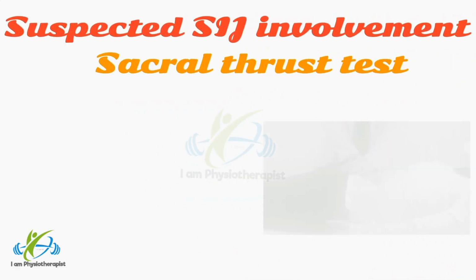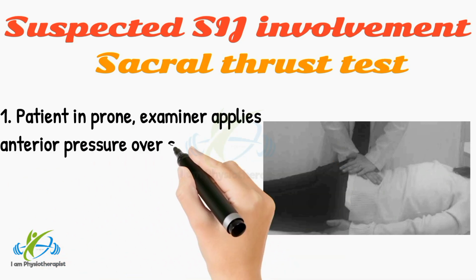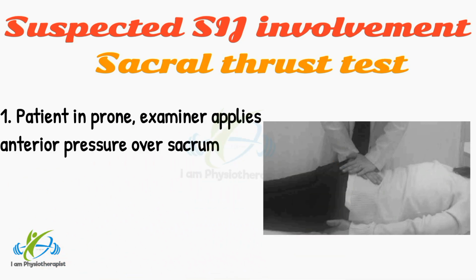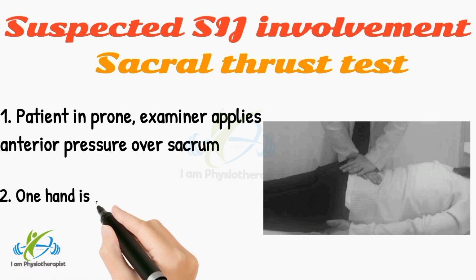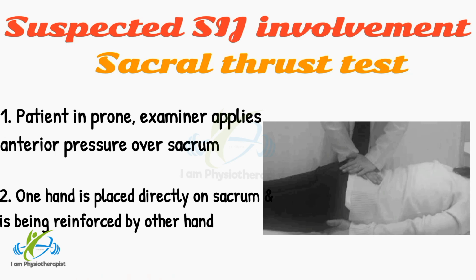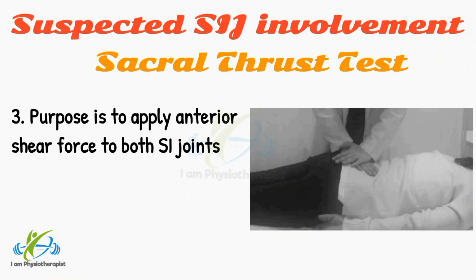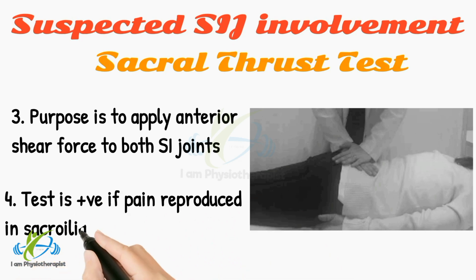Sacral thrust test. With the patient in prone position, the examiner applies an anteriorly directed pressure over the sacrum. One hand is placed directly on the sacrum, and is reinforced by the other hand. The purpose is to apply an anterior shear force to both sacroiliac joints, since the ilia are fixed by the examination bench. The test is positive if pain is reproduced in the sacroiliac region.